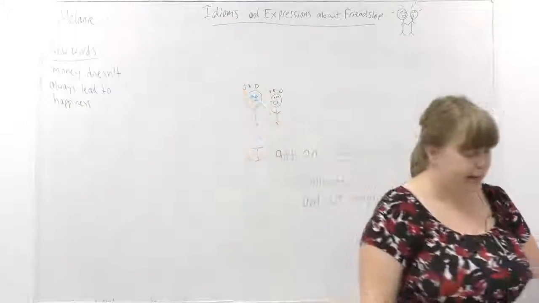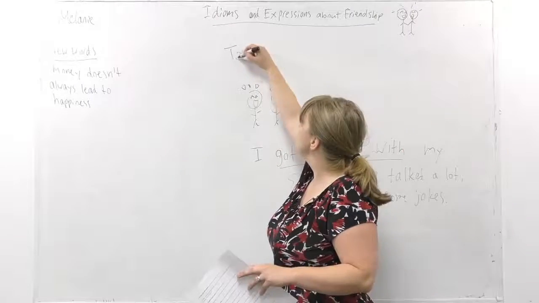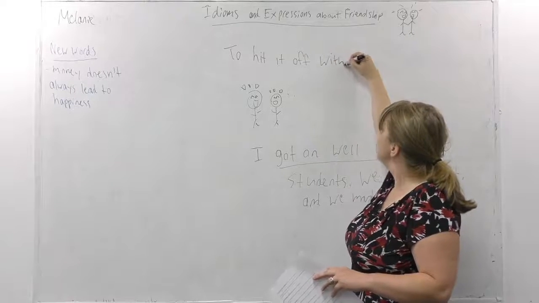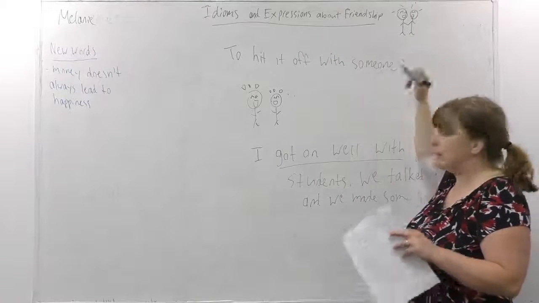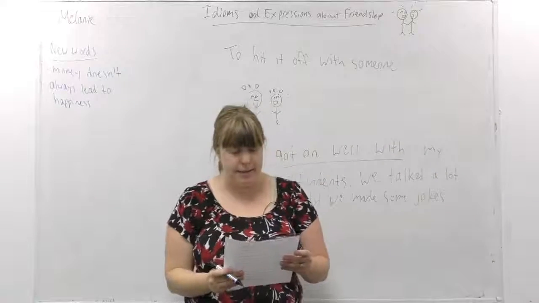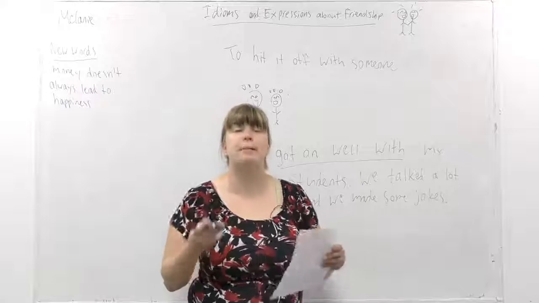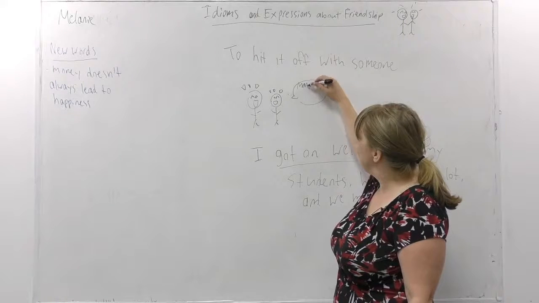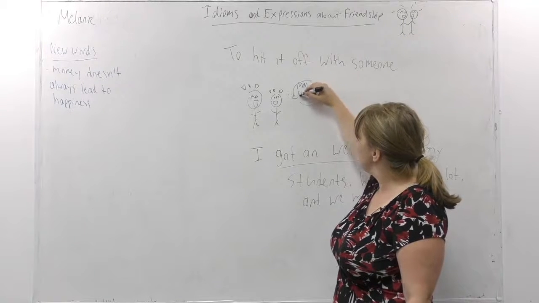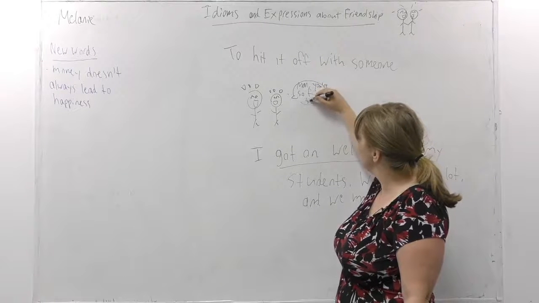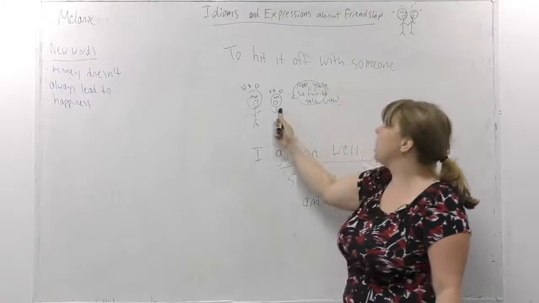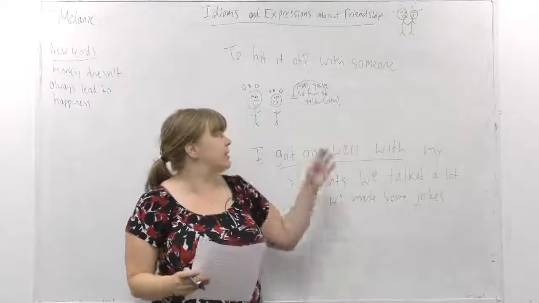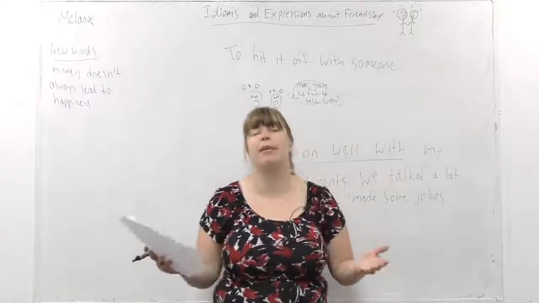To hit it off with someone. Okay, so what does to hit it off with someone mean? Basically, it means to quickly become good friends with someone. So going back to these guys, you know, they're having a good time. Man, you're so fun to talk with. So they are really hitting it off. You know, they're really getting on well. So typically, this kind of starts close to the beginning of a relationship with someone.